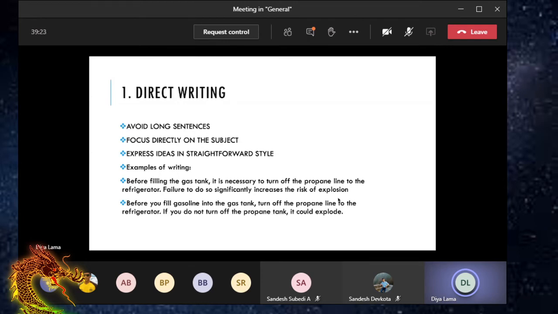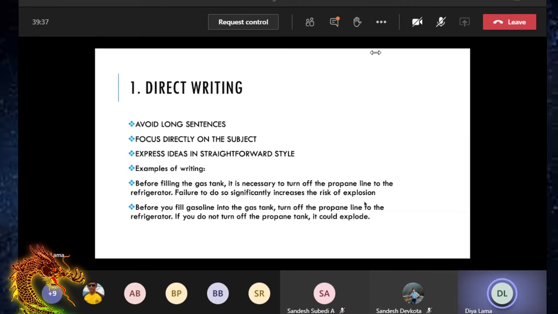Next point, focus directly on the subject. So obviously you have to always be on the subject. You can't be out of topic. If you go out of topic and make your document short, it's not correct, it's not right. So you have to avoid long sentences. Along with that, you have to focus on the subject and then express ideas in a straightforward style. So your ideas, your writing, they have to be in a straightforward style.